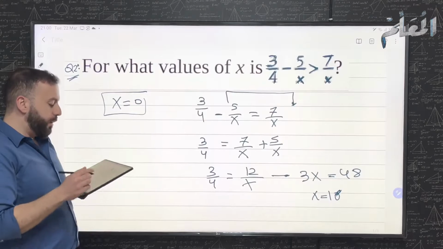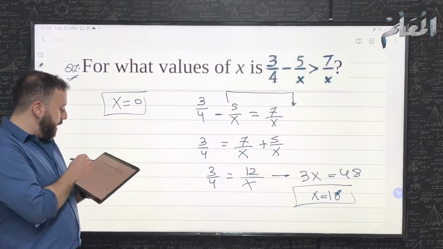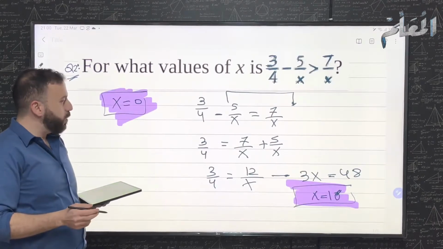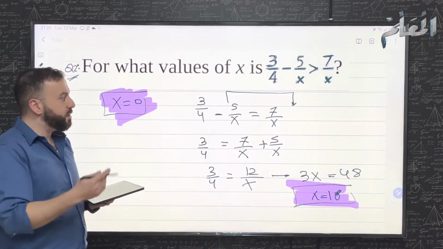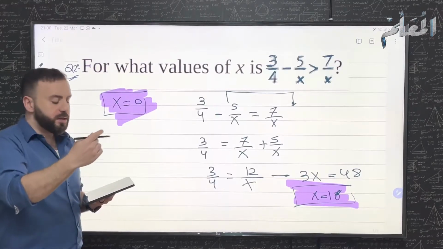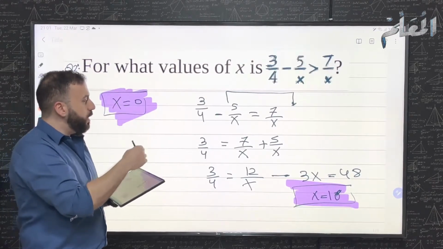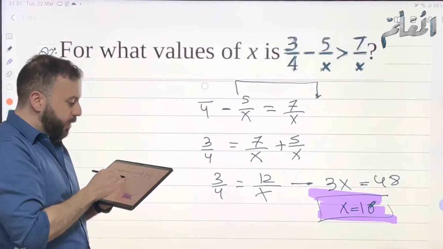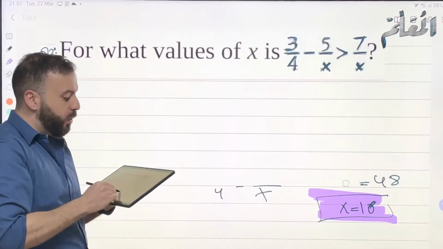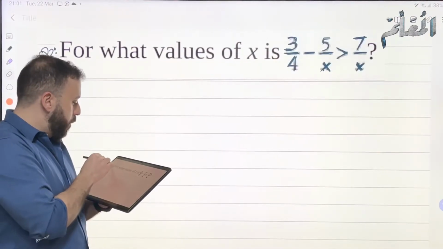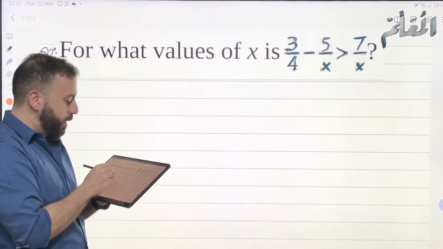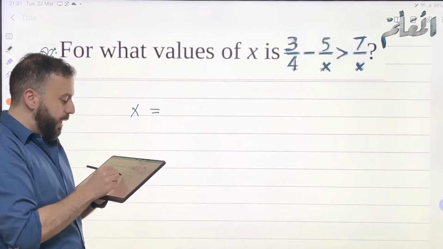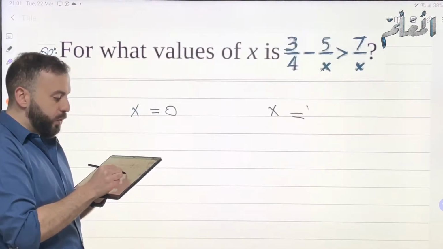Now I have this value, and I have the other one. So those are the two values which I need to work with: 0 and 16. What's the next step? I need to just wipe this, one second, so I can continue. x equals 0 and x equals 16. Now, what's the next step? So x equals 0 and x is equal to 16.